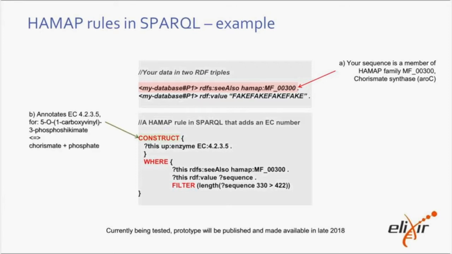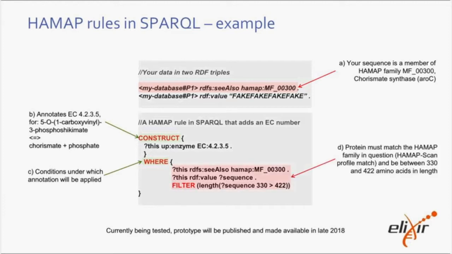The construct provides the annotation, so we're going to annotate this particular EC number 4235 for the chorismate synthase. The where clause which follows it includes the conditions under which the annotation applies, and these conditions include not only membership of this HAMAP family, MF300, but also a length constraint, which is known to apply to members of this family in UniProt ChEBI SwissProt.